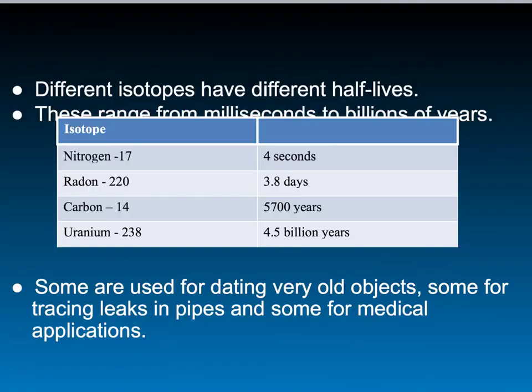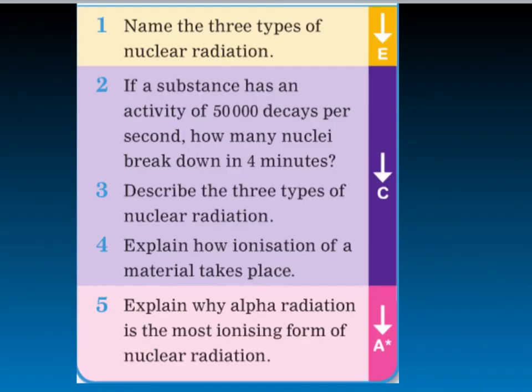Different substances have different half-lives. These range from milliseconds to billions of years. The table shows a few examples. Nitrogen-17, for example, has a half-life of 4 seconds. If we go to uranium-238, this has a half-life of 4.5 billion years. These isotopes have different uses depending on their half-life. Some of them are used for dating very old objects, some are used for tracing leaks in pipes, and some are used for medical applications.